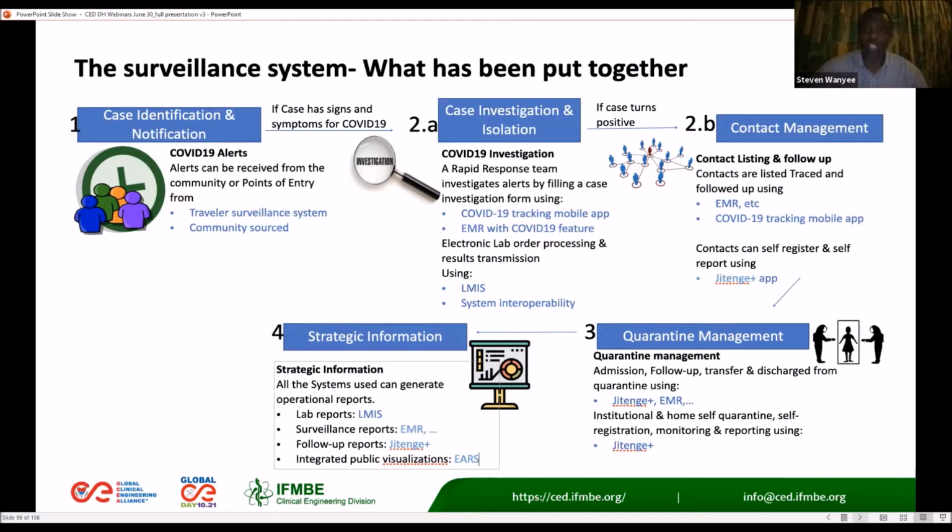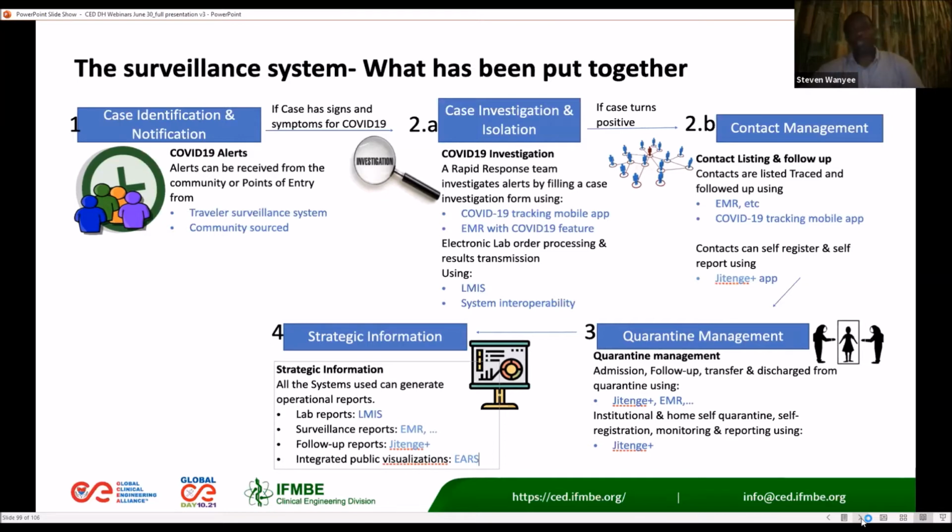One of the most popular digital applications is called Jitenge. Now they have Jitenge Plus, and Jitenge is a Swahili word for isolate. It's a verb for isolate. This is the official Ministry of Health system that is currently in use. Then the third step, again obviously oversimplifying this process, would be quarantine management.